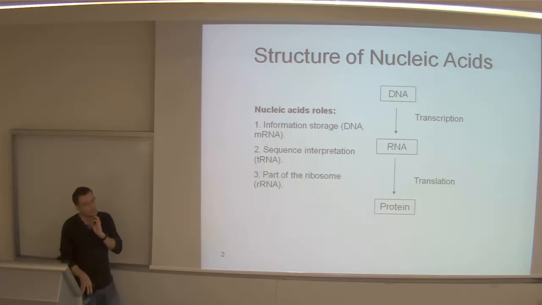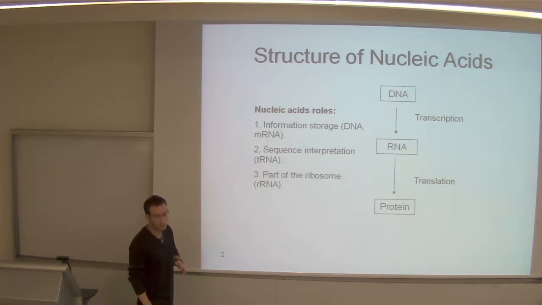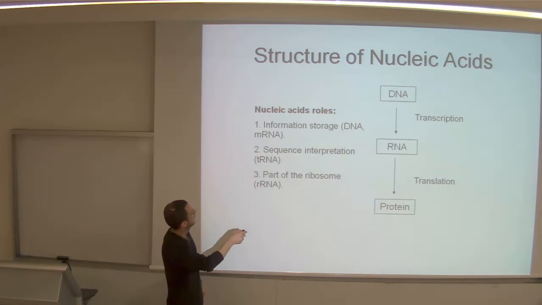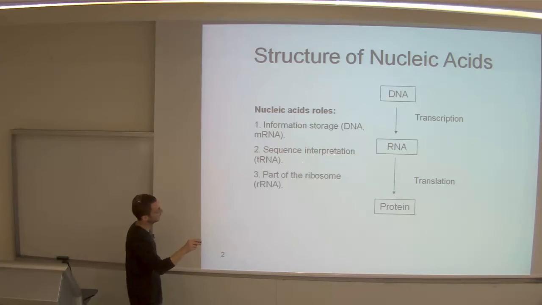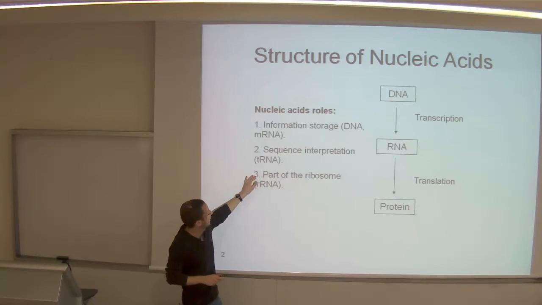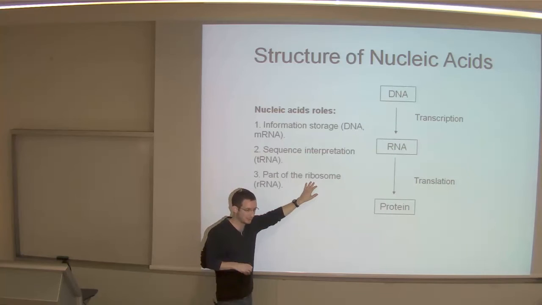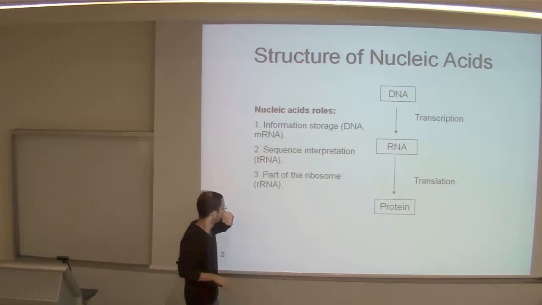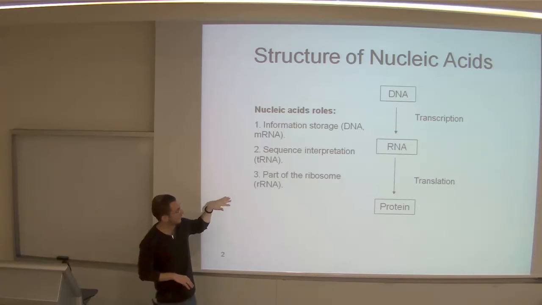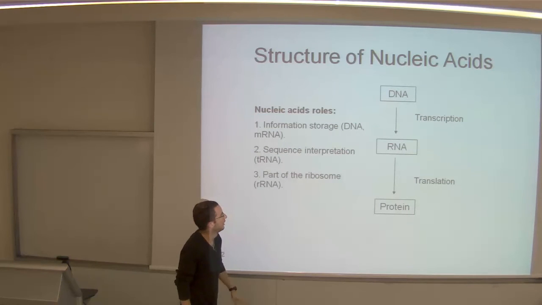And already at this point, I'd like to emphasize the different roles that RNA molecules play in this dogma. They have a role as information storage when they are in the form of DNA and messenger RNA. They have a role in sequence interpretation as transfer RNA, tRNA, and they also have a structural role in ribosomes, which synthesize other proteins, in which case they are called ribosomal RNA or rRNA. We will see these three in a couple of slides. There are also some regulatory RNA molecules which we will meet in future classes, such as microRNA.